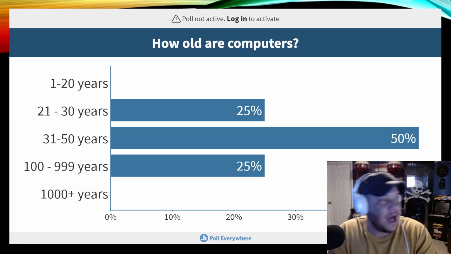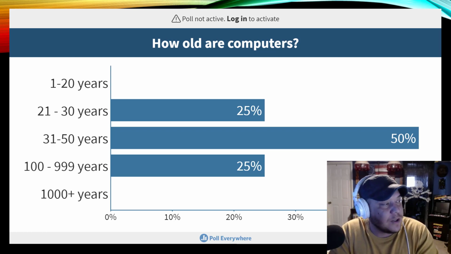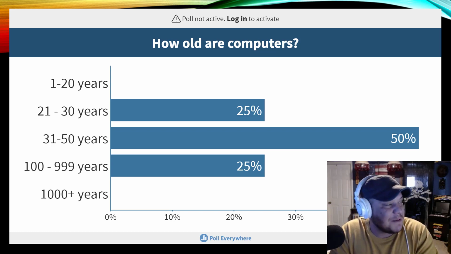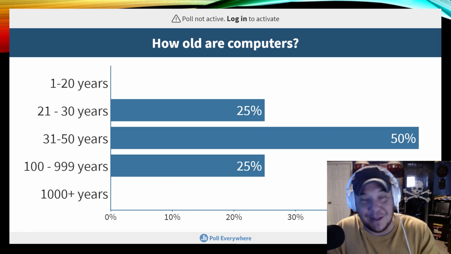All right, so a few people have chimed in on this. This is an old poll. The options were 1 to 20 years, 21 to 30 years, 31 to 50 years, 100 to 1,000 years, or 1,000 years plus. So pretty much everyone agrees on about 31 to 50 years: the 1970s, 1960s maybe, if you're really pushing it, but really 1990s and above. So 1990s and above is what most people believe.